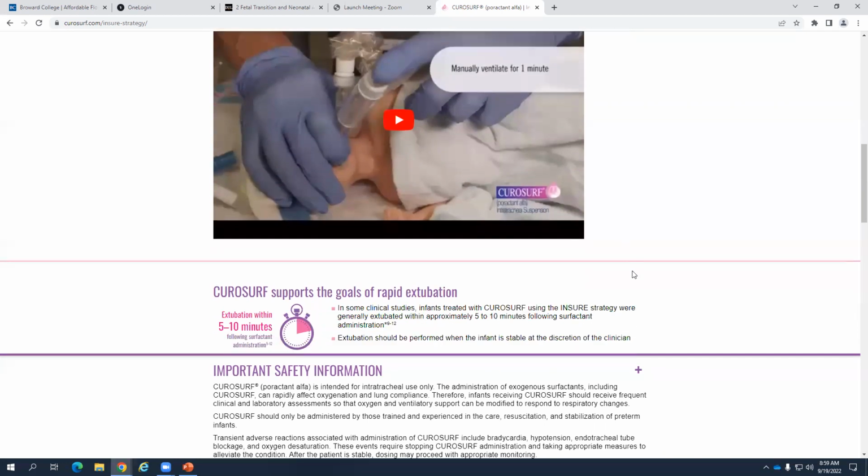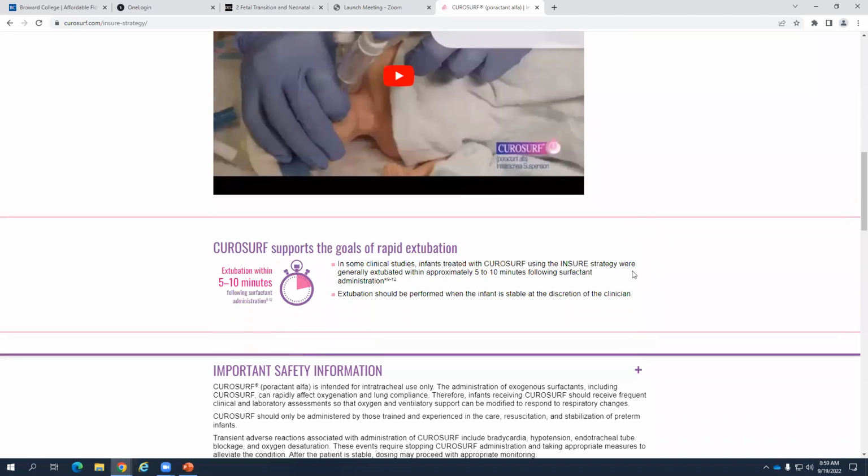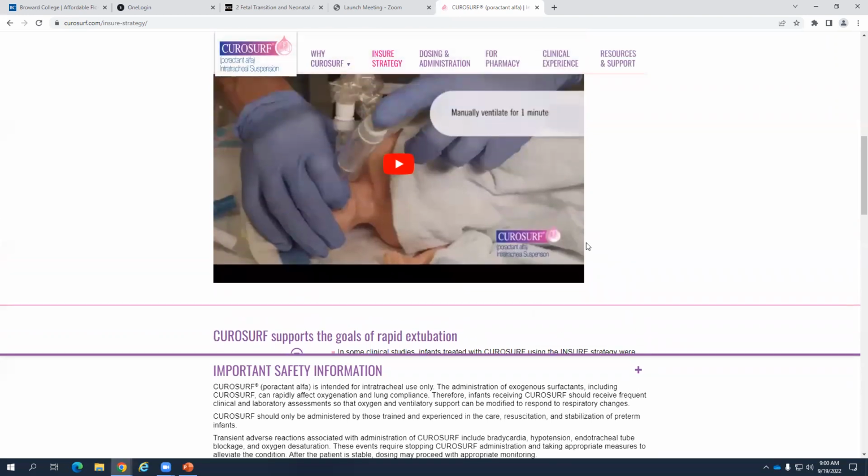Why can't you just do it like an MDI or something like that? Does it have to be because the tube goes all the way down? Yeah, you don't want it in that kind of upper airway. You want to make sure that it gets delivered to the lower airway. So it says to intubate, put the surfactant in, and then extubate within 5 to 10 minutes. So don't keep them intubated just because they had to have surfactant.